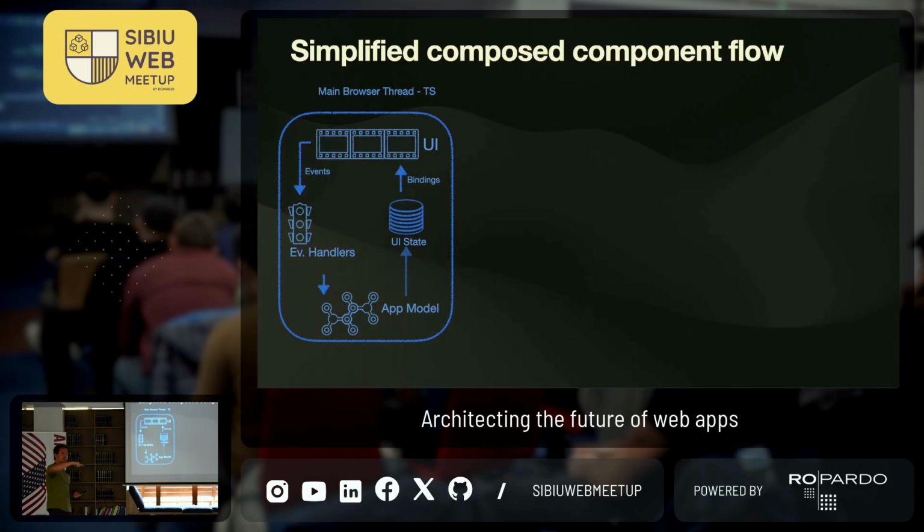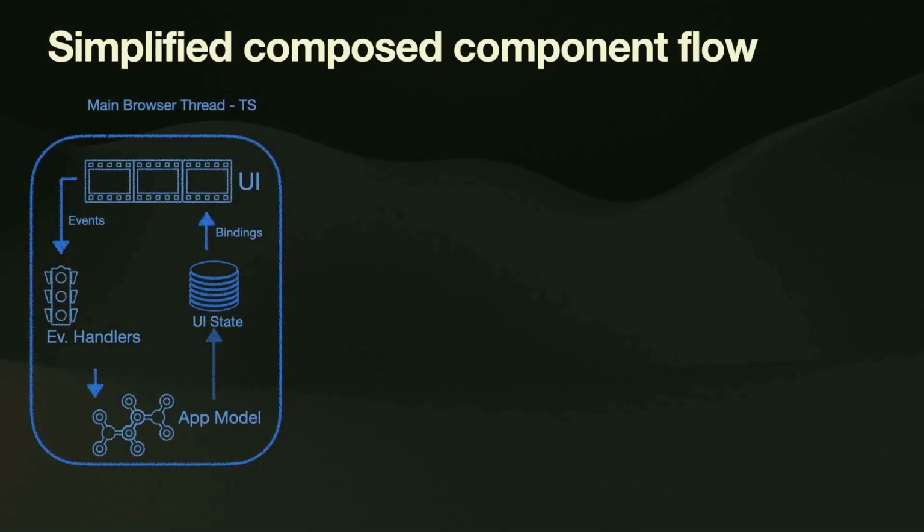An event gets fired up all the way to the DOM. It gets captured by our app model. It's written in the UI state. The UI state then updates the component itself, and it says, hey, you've selected B, right? That's the basic UI flow.